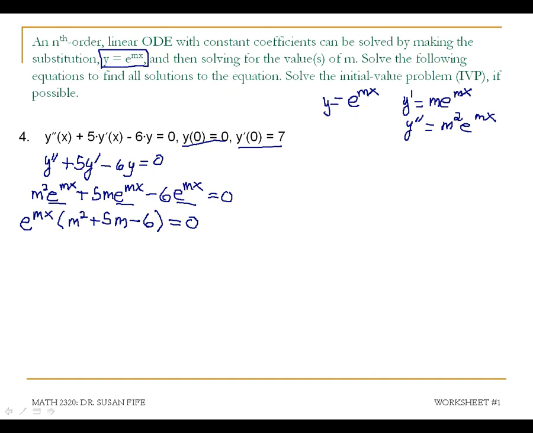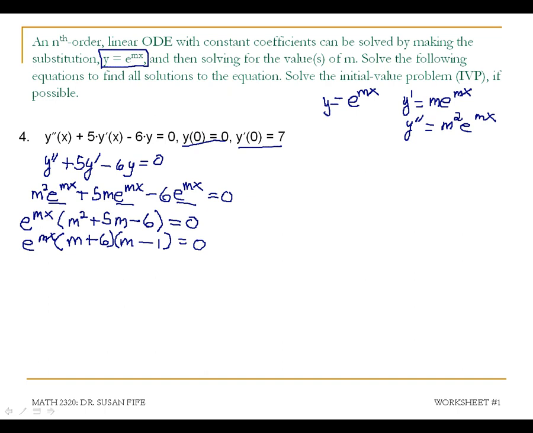And I could factor further by factoring this m squared plus 5m minus 6. I need factors of 6 that subtract to give me 5. That's going to be a positive 6 and a negative 1. M squared plus 5m minus 6 factors into m plus 6 times m minus 1. I still have this e to the mx as a factor, and all of that's equal to 0.